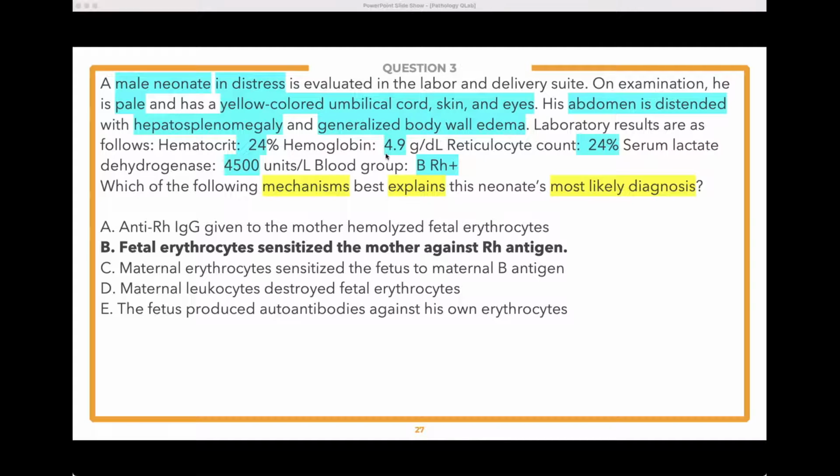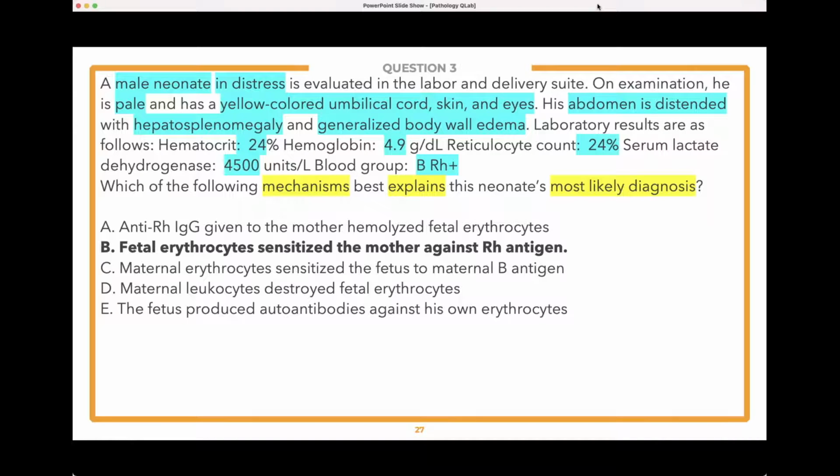The other answer choices are incorrect. The fetus is not the one making autoantibodies against its own erythrocytes. Answer choice D, the leukocytes of the mom are not destroying the red blood cells of the fetus. It's actually antibodies, not leukocytes. Answer choice C is kind of the opposite. It's inverse. Again, make sure you're reading that correctly. It's the fetal erythrocytes sensitizing the mother.